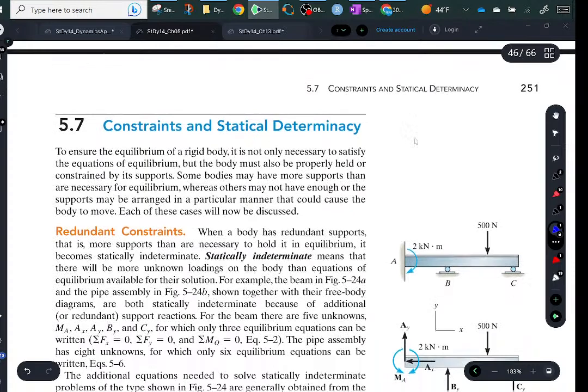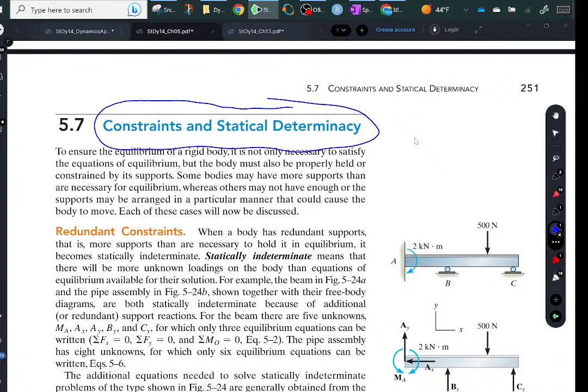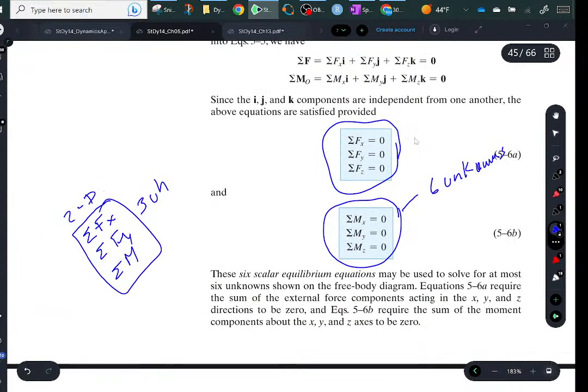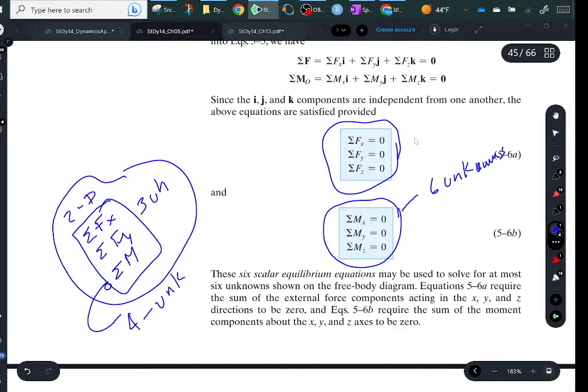Okay, then he starts talking about his constraints and static determinacy. That's where you come into play here. So what does that mean? That means you have, in a 2D case, 4 or more unknowns. It means you cannot determine it with statics. If you have more than 6 unknowns in 3D, you can't determine it with statics.